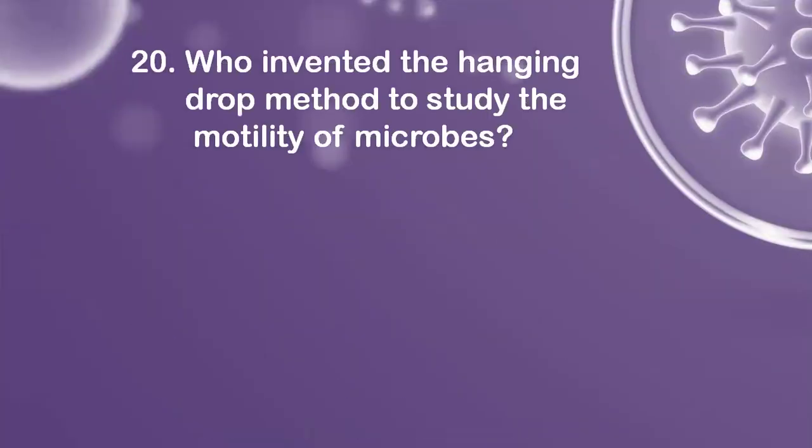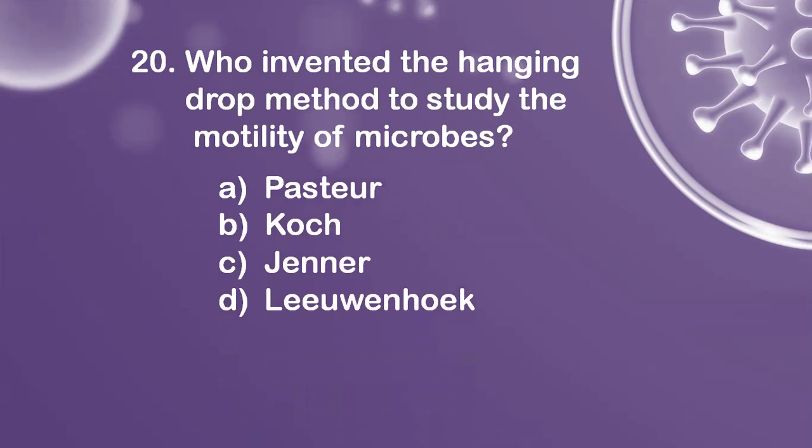Next question. Who invented the hanging drop method to study the motility of microbes? Option A, Louis Pasteur. Option B, Robert Koch. Option C, Edward Jenner. Option D, Leeuwenhoek. Here the right answer is Robert Koch. He first of all invented the hanging drop method. The hanging drop method is done to check the motility of the microbes. If you want to check whether the bacteria is motile or non-motile, we have to go for this hanging drop preparation.